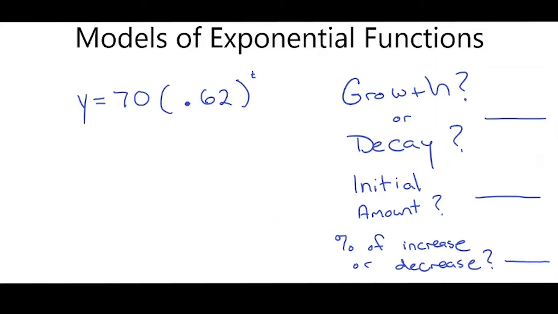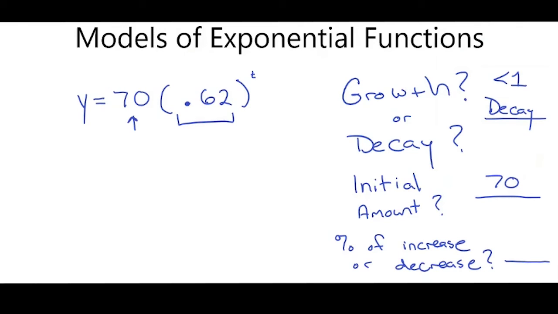So here I have the function y equals 70 times 0.62 raised to the t power. First I need to find out, is this a growth or a decay function? Well, you'll notice on the inside, this is less than 1. When it's less than 1, it is a decay function. Remember that. Less than 1 on the inside of the parenthesis is a decay function. We also need to know, what is the initial amount? Well, the initial amount is whatever is right outside the parenthesis. So our initial amount is 70.